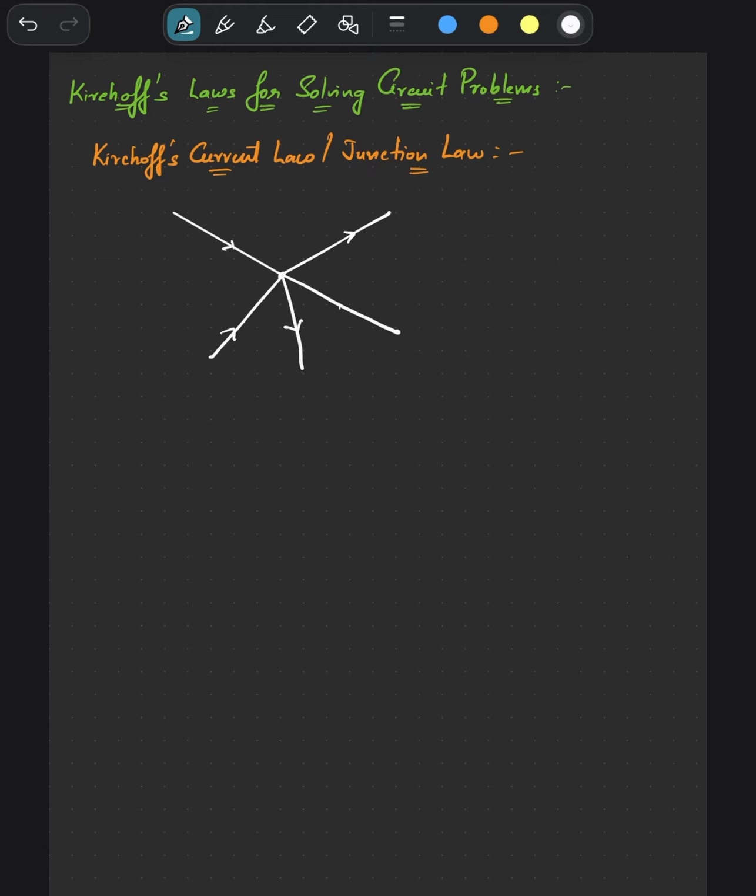So let me take it this way. Let charge entering this be Q1. Let charge entering this junction be Q2. Let charge leaving this junction be Q3. Let charge entering this junction be Q4. And let charge leaving this junction be Q5.